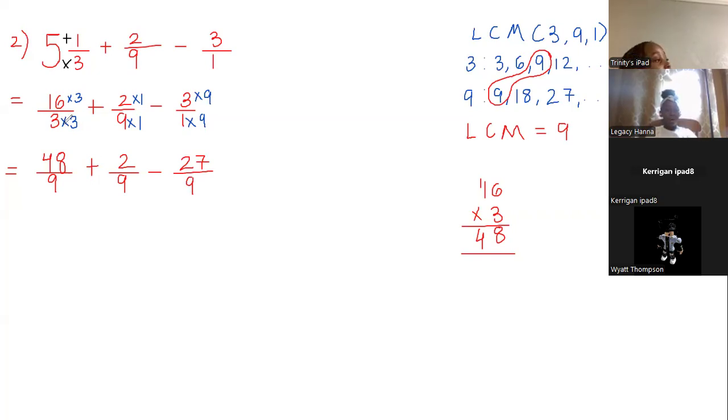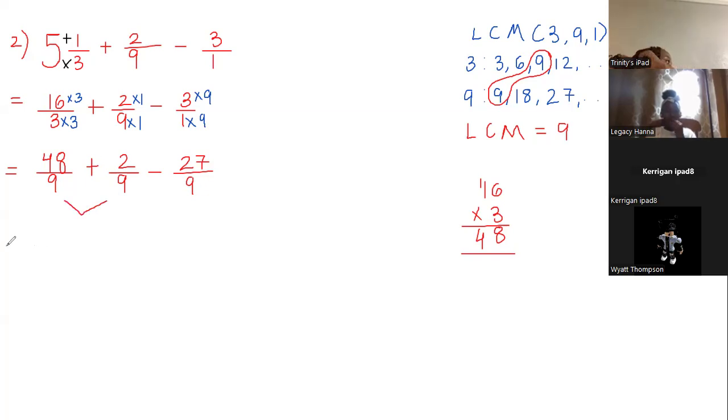Adaya, what is 3 times 3? 3 times 3 is 9. Very good. And what is 16 times 3? 48. Very good. What is 9 times 1? 9. What is 2 times 1? 2. Very good. At the bottom, we have 1 times 9, which gives us 9. We have 3 times 9, which gives us 27. Very good.